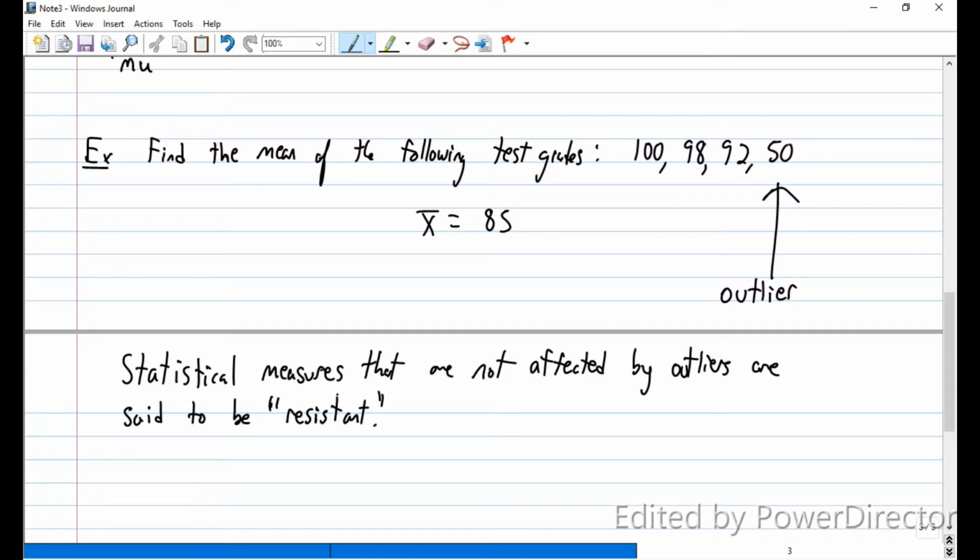The mean is affected, so it's not resistant. There are other statistical terms, types of data that we're going to look at that are resistant. That means that if the data set has an outlier, then it's really not going to affect that type of statistic that we're looking at. It's definitely not going to be the mean, though.